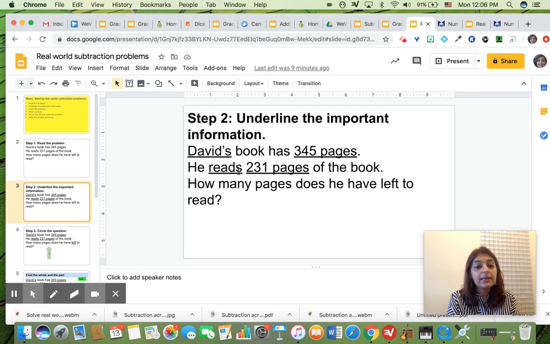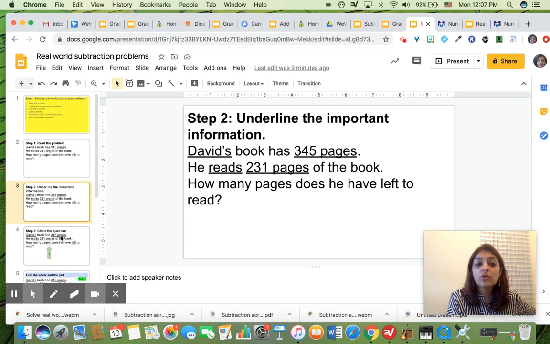Then he reads. I have underlined the word reads because this is something that's happening in the story. He reads 231 pages of the book. How many pages does he have left to read? So these are the important information and the words. Apart from that, the word left is also important, but you can cover this vocabulary when we are circling the question.